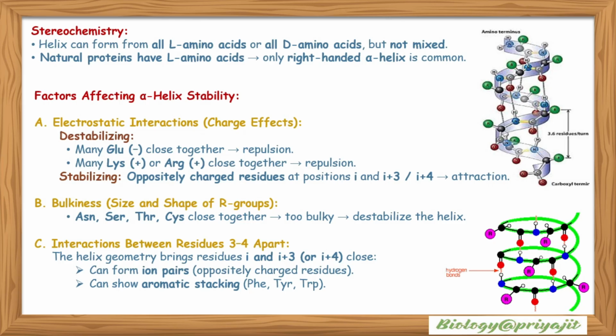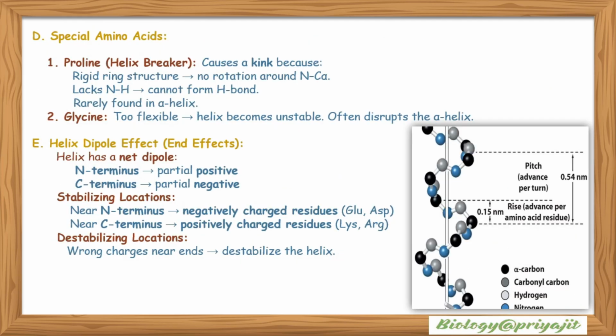Bulkiness, that is, the size and shape of the R group. Asparagine, serine, threonine, and cysteine, when close together, are too bulky and destabilize the alpha helix. Interactions between residues which are 3 to 4 apart: the helix geometry brings residues I and I plus 3 or I plus 4 close, and they can form ion pairs, that is, oppositely charged residues, and can show aromatic stacking with the help of amino acids like phenylalanine, tyrosine, tryptophan, etc.